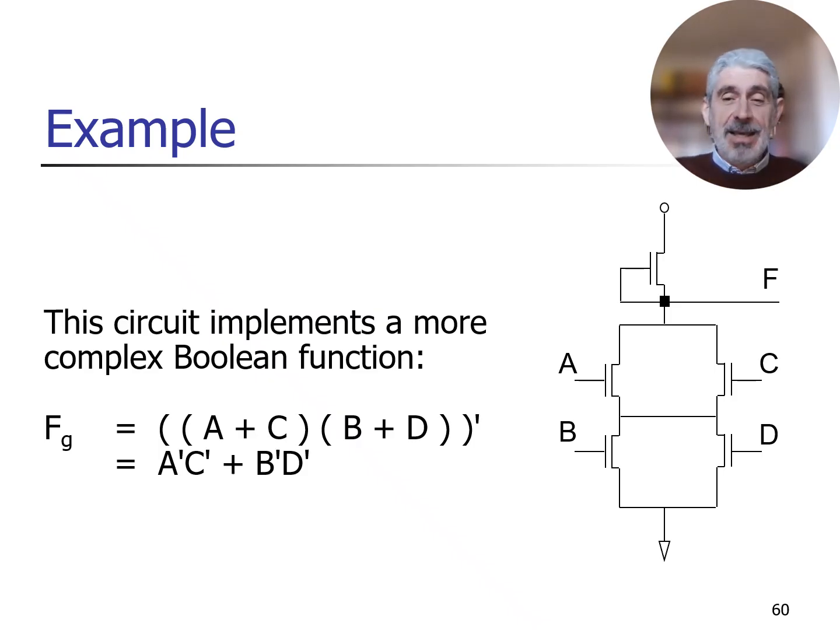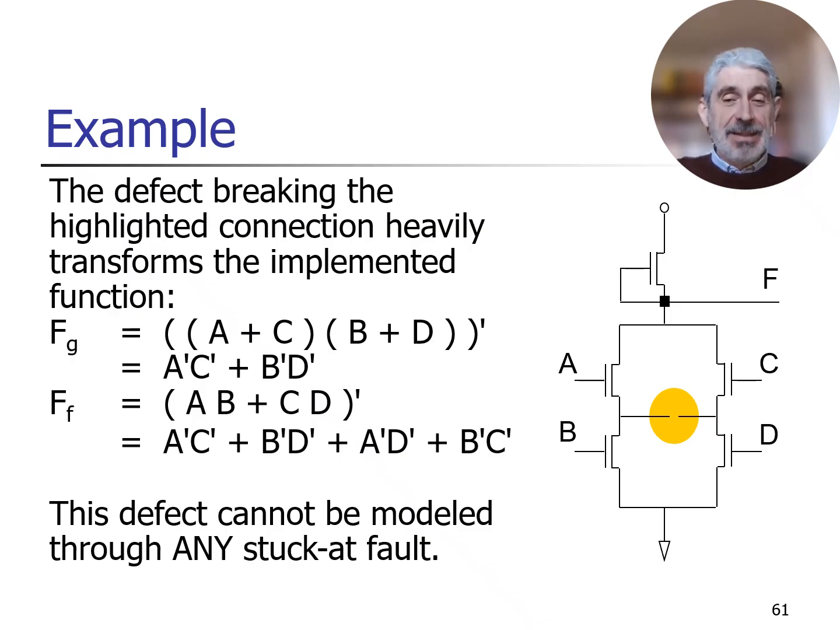Now, let's consider the case in which a defect breaks the connection between the two lower branches of the circuit, as highlighted in the transparency. Now, you can easily demonstrate, for example, by computing the function performed by the new faulty circuit, that this defect cannot be represented by any stuck-at fault. So there are defects that cannot be modeled using stuck-at faults.